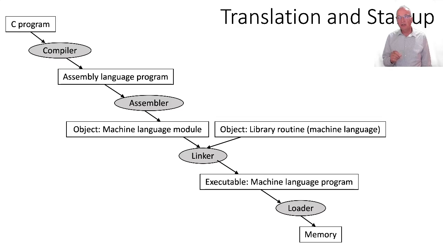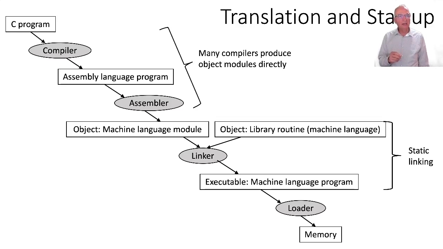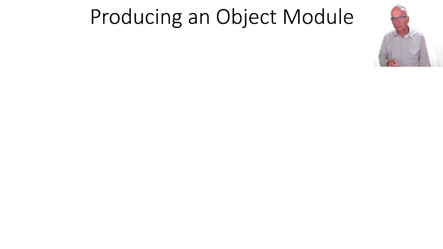In this representation, we are assuming that we're doing static linking. Static linking means that the link between the modules that you wrote and the library code is done one time. We're going to see when we discuss dynamic linking in a minute what the difference is. And there are many compilers that do not use an assembler. Many compilers will generate the object modules directly without requiring an assembler.